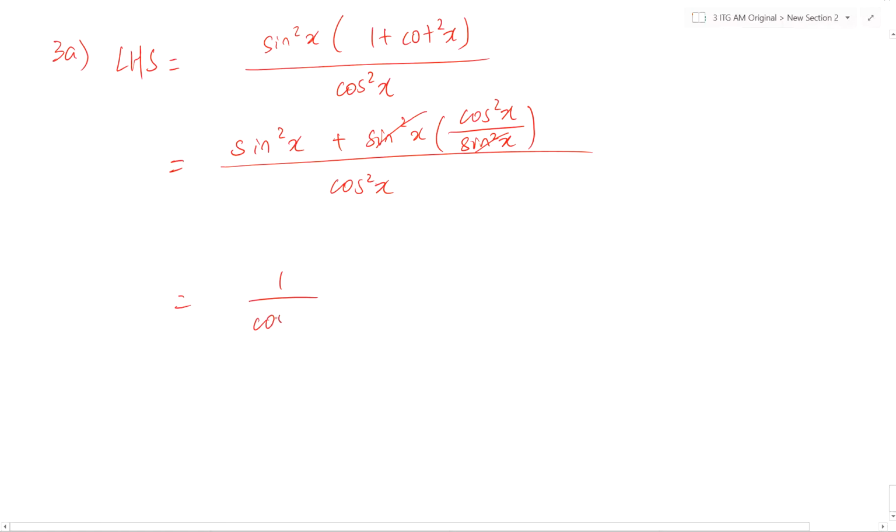1 over cosine square x, which is? What's next? Cannot say equal to the right hand side yet. It equals secant square x first. Then this is tangent square x plus 1, which equals the right hand side.